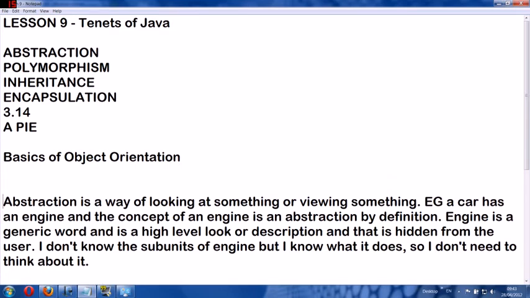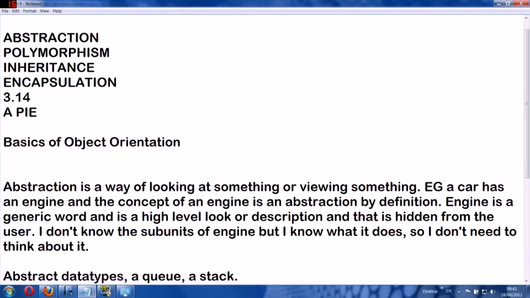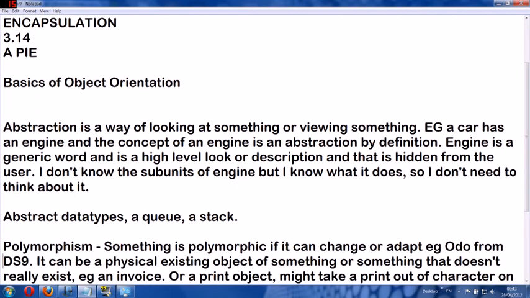Abstraction is a way of looking at something or viewing something. So, a car has an engine, and the concept of engine is an abstraction by definition. Engine is a generic word, a high-level description, and that's hidden from the user. I don't know the subunits of the engine, but I know what it does, so I don't need to think about it. We don't talk about the internals if we're just looking at the external function. There are abstract data types, a queue, a stack. These are more advanced data types that arise from concatenating arrays with variables, etc.